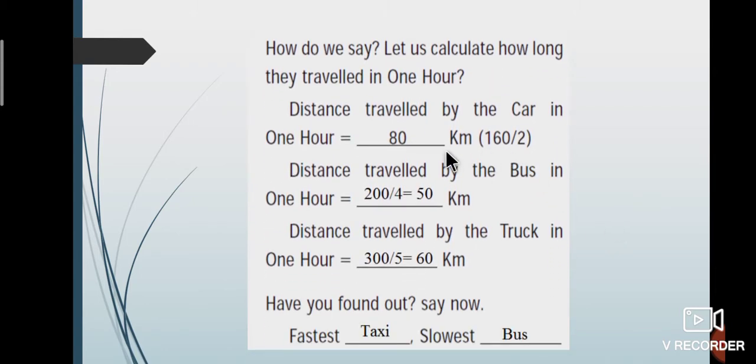Distance traveled by the taxi in 1 hour is equal to 160 km divided by 2 hours, that is 80 km for 1 hour. Like that, distance traveled by the bus in 1 hour is equal to 200 km divided by 4 hours, which is 50 km for 1 hour. Distance traveled by the truck in 1 hour is equal to 300 km divided by 5 hours, which is 60 km for 1 hour. Have you found out which one is fastest and which one is slowest? Yes, the taxi's speed is highest in 1 hour, the bus's speed is slowest in 1 hour.